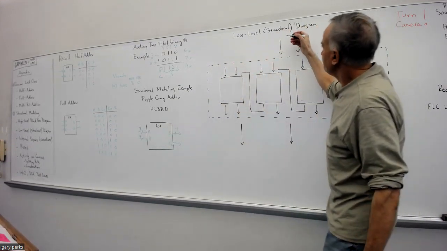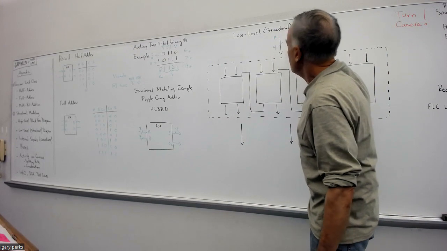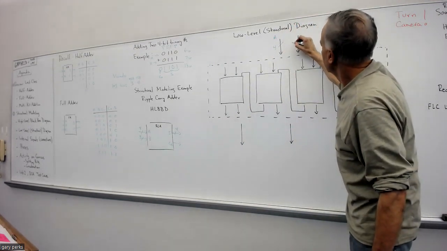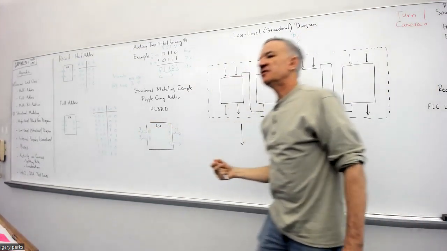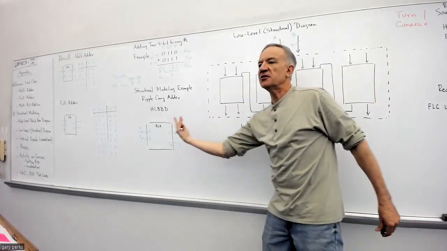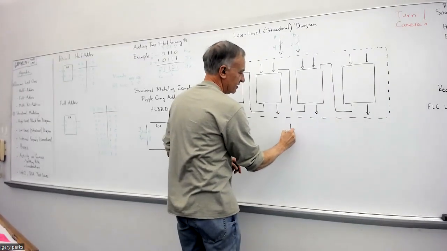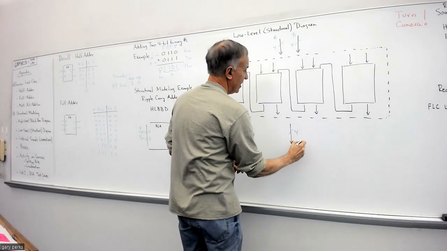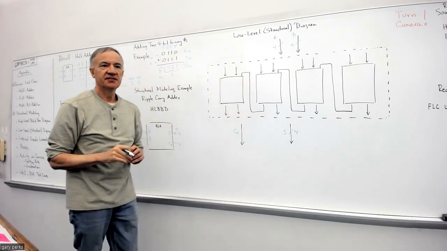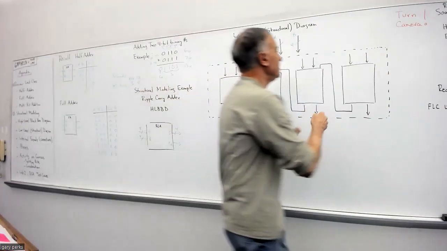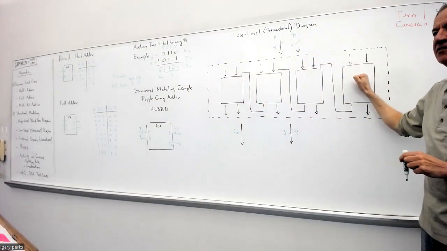So up here, this is going to be our A input. It's going to be our B input. So you see here are our main inputs coming into the RCA, and now the structural diagram shows what the RCA is made out of. And likewise down here, this is our S output, and this is our carry out.